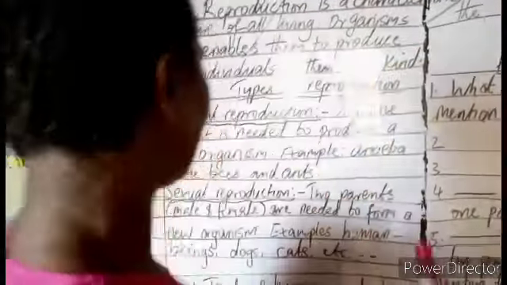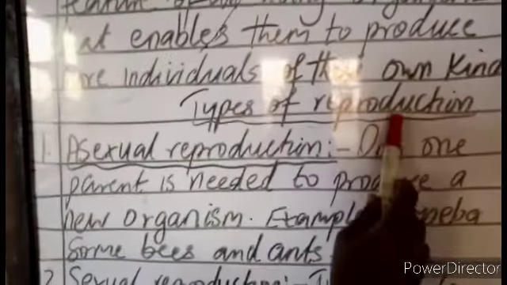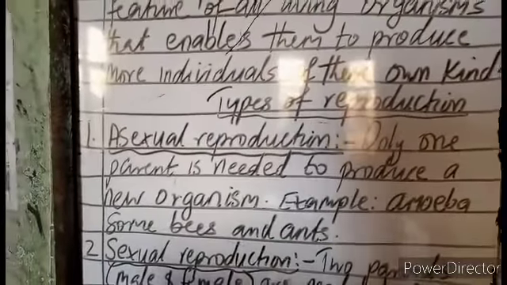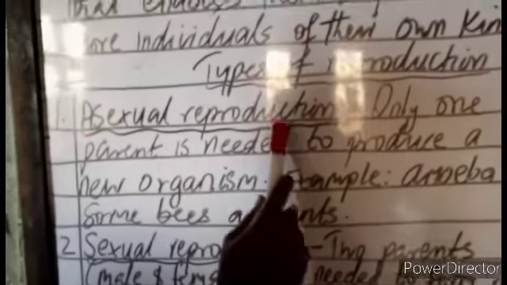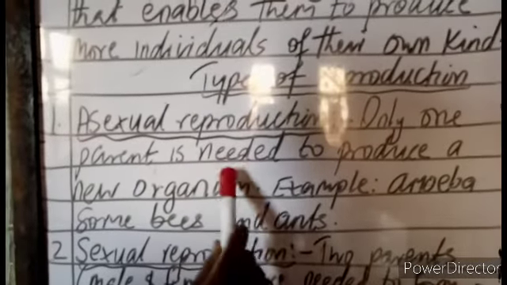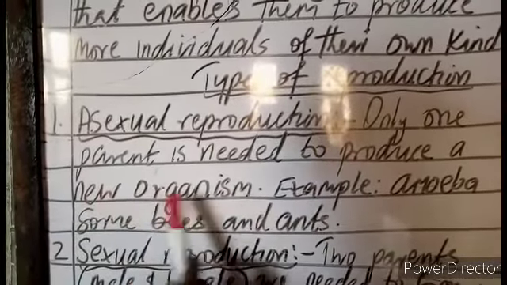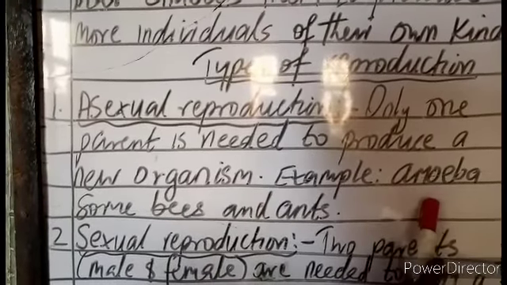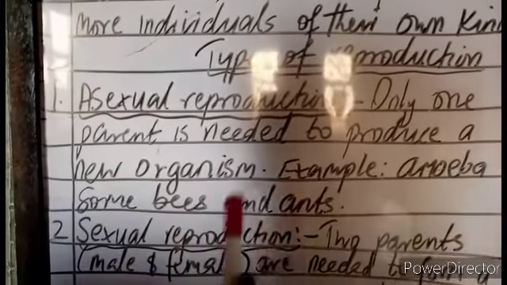Now let's take a look at the next one, types of reproduction. We have two types of reproduction. One is what? Asexual reproduction. Only one parent is needed to produce a new organism. Examples: amoeba, some bees and ants.